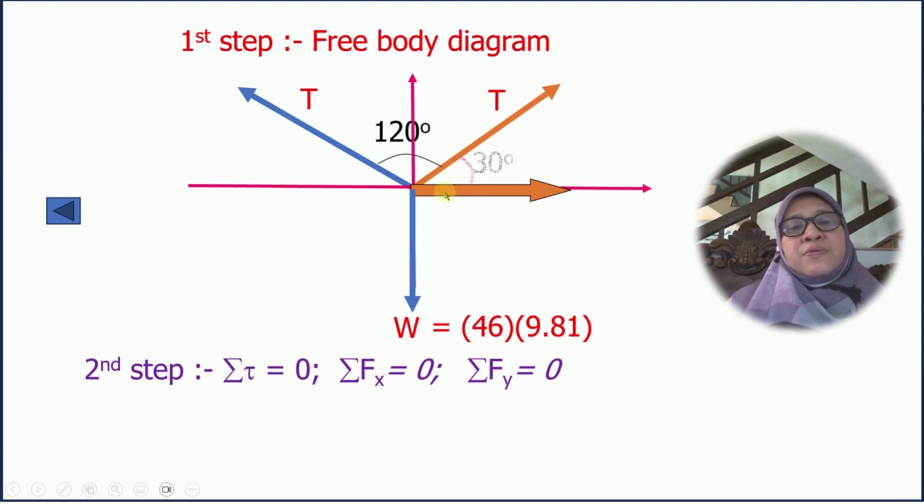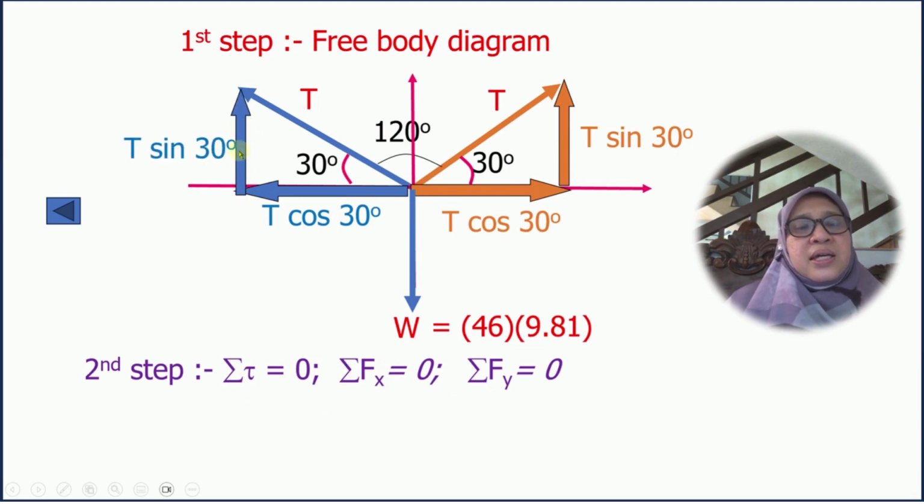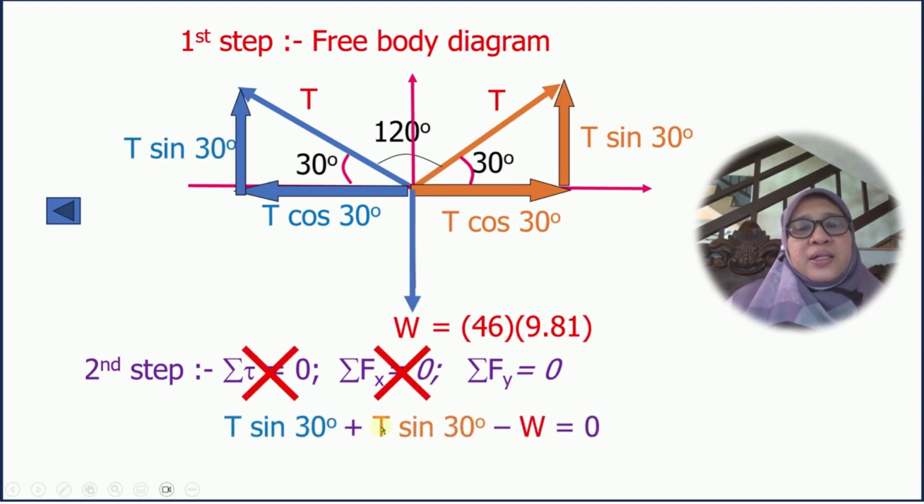So we draw the forces along x. For T, we have components T cos 30 degrees and T sin 30 degrees. The other T is also the same, with components T cos 30 degrees and T sin 30 degrees. The right T cos 30 degrees equals the left T cos 30 degrees. These are equal because the traffic light is in equilibrium.